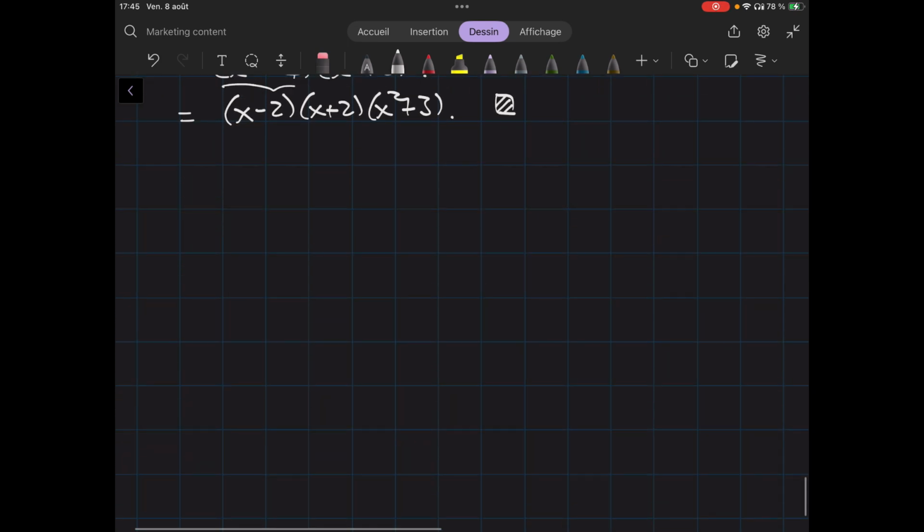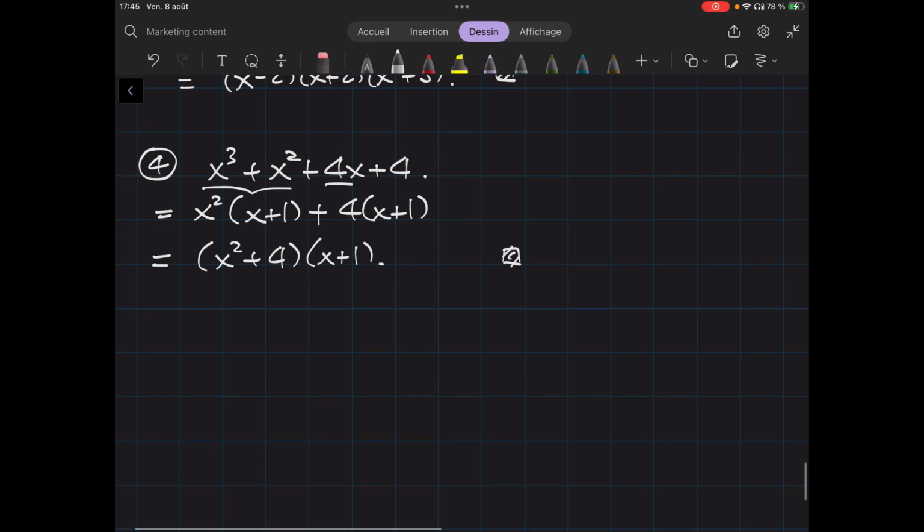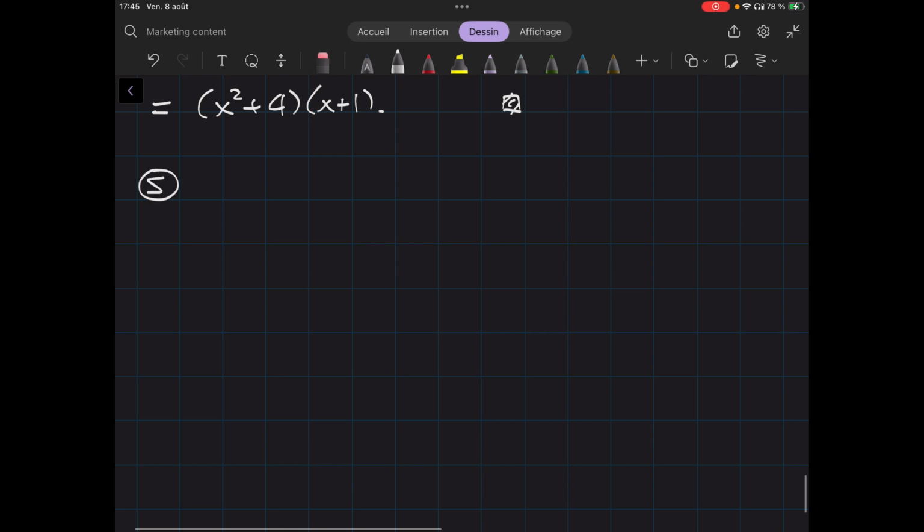Question 4. X cubed plus x squared plus 4x plus 4. Okay, so we can just factor the x squared out from this. And we can factor the 4 out from there. So we get x squared plus 4 times x plus 1. Done. Easy peasy.